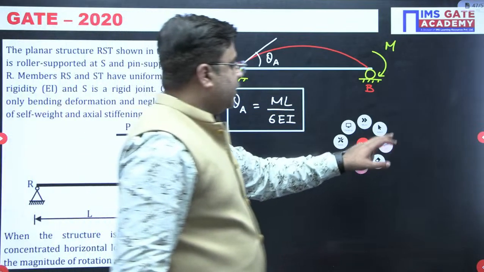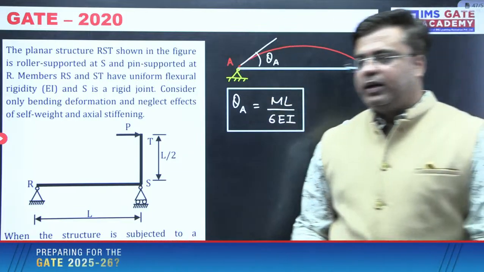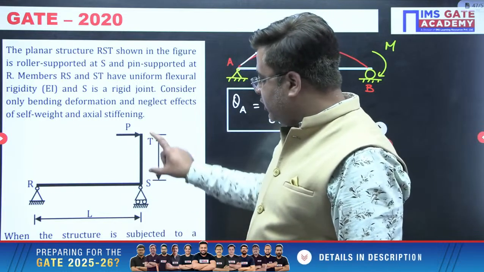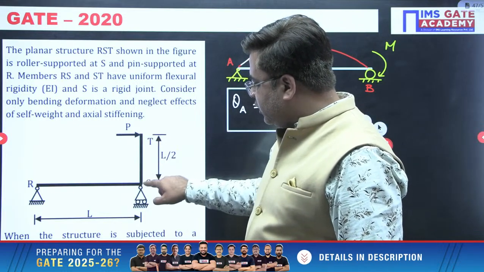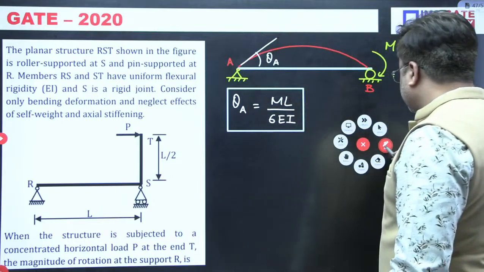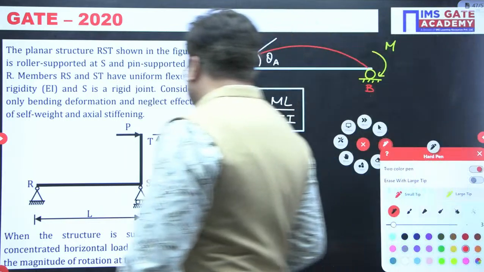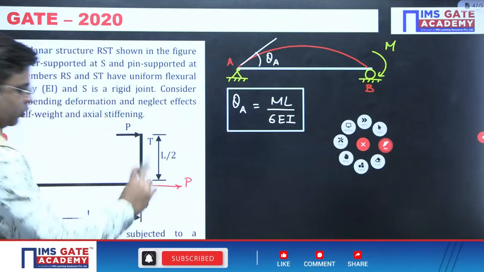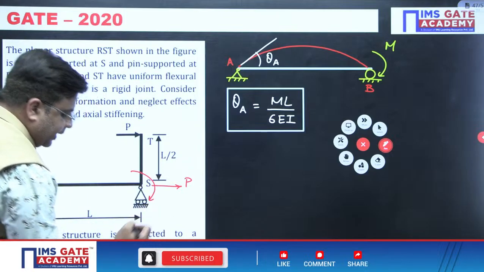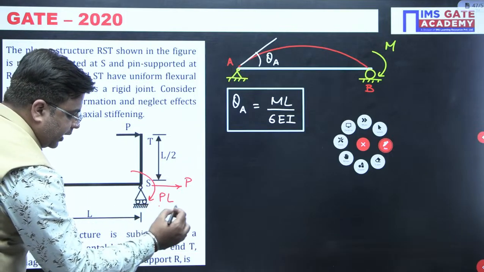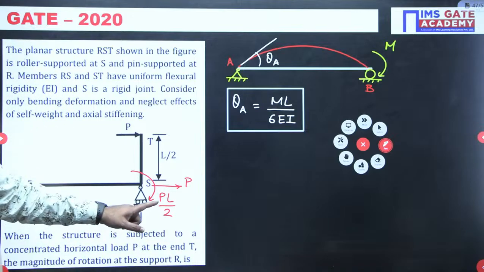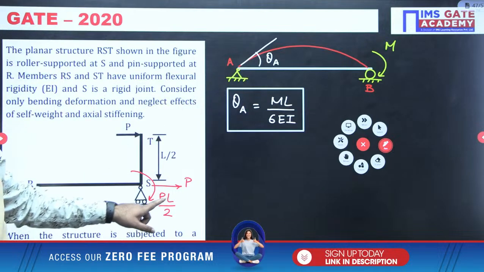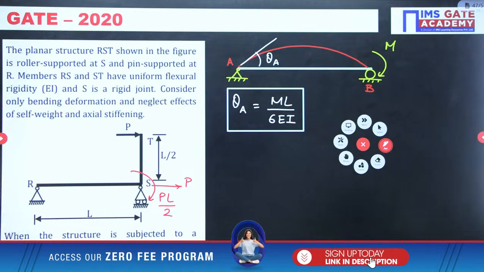They are asking that under the loading which is shown to you, what will be the rotation at R? So first of all, due to this loading, transfer this P to this point S. When you transfer this load P to S, there will be one axial load P acting here, and due to this eccentricity, there will be one moment acting here. The value of that moment will be P into L by 2. So this is the moment, right? Now this situation is similar to this situation. The only difference is the moment is PL by 2. So you can find out the slope at R.